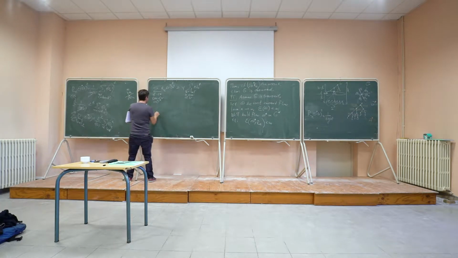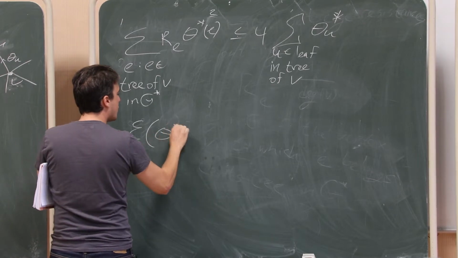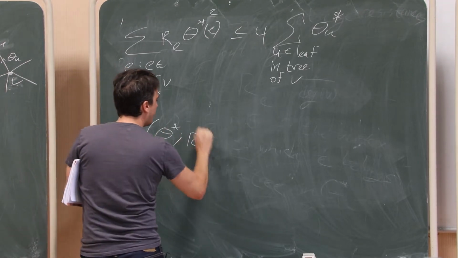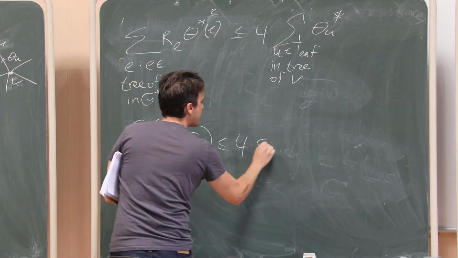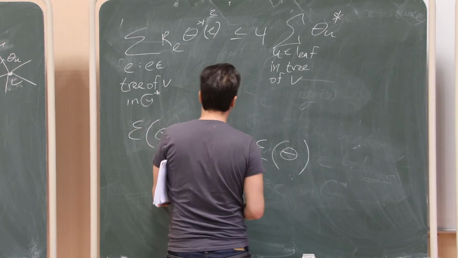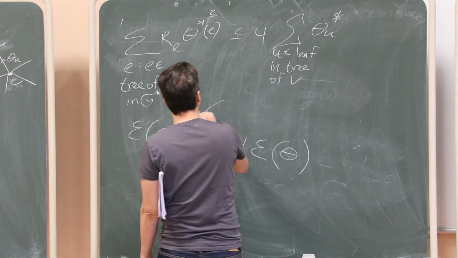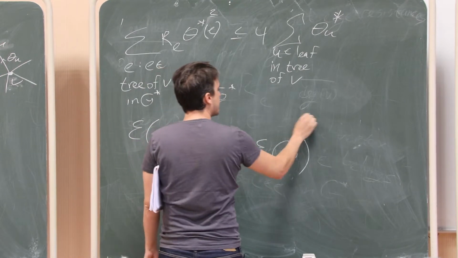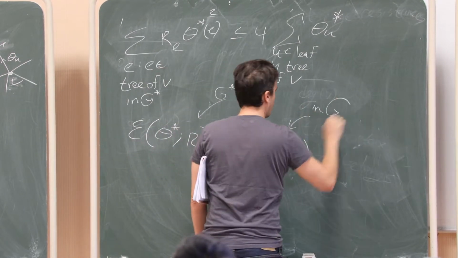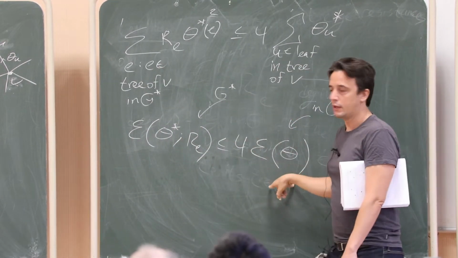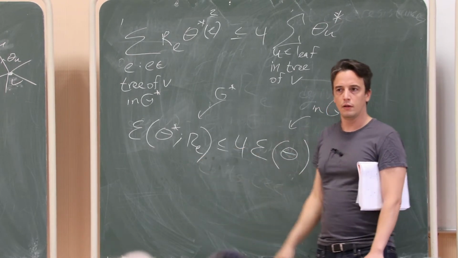So when I sum, the energy of theta star with respect to RE is no more than 4 times the energy of theta in G, right? So this is in G star, and this is in G. So if this was finite, then this is finite.